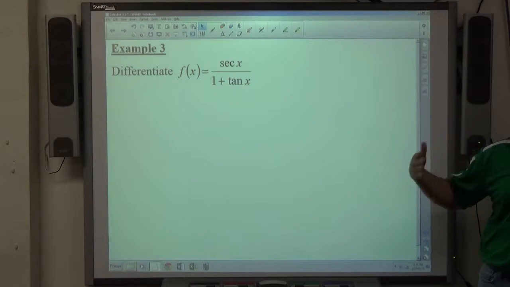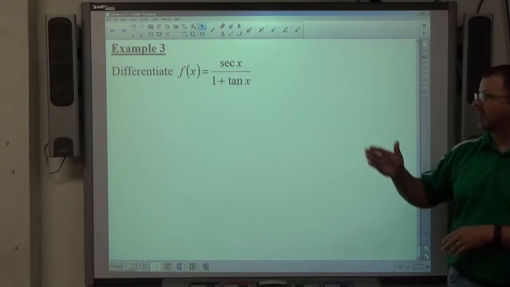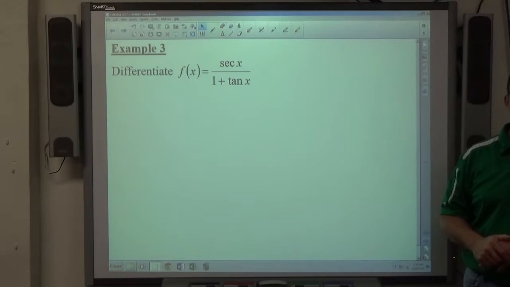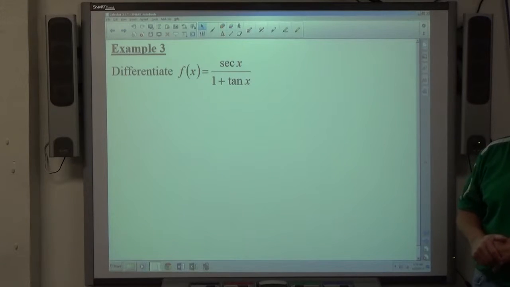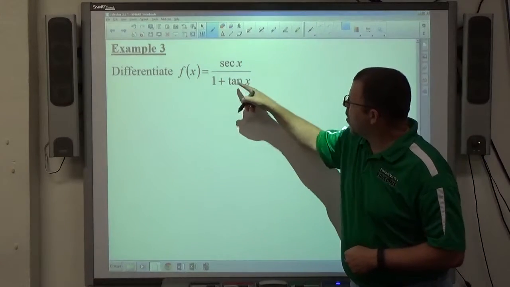Anyway, the purpose of that chapter is to give you some ammunition for a problem like this, because this is not terribly difficult to do, honestly. I mean, we could do it. It wouldn't be very hard. But look at this. Secant of x over 1 plus tangent of x.